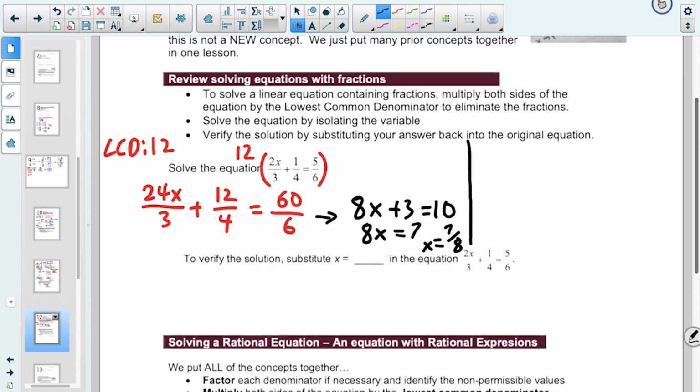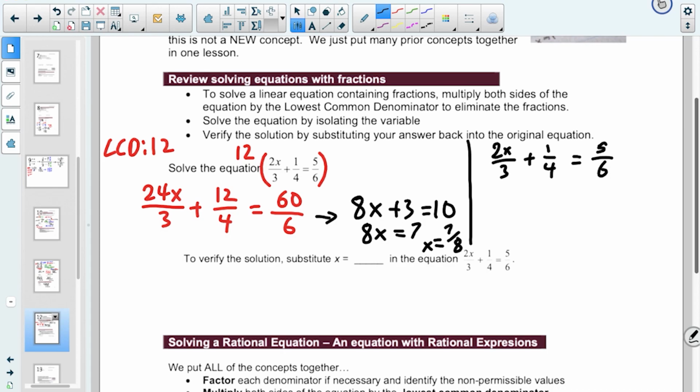Now I'm going to go ahead and show us a second method that we can use. Sometimes people like this one better, sometimes they like it a little bit less. So I'm going to go ahead and rewrite the original equation: 2x over 3 plus 1/4 is equal to 5 over 6.